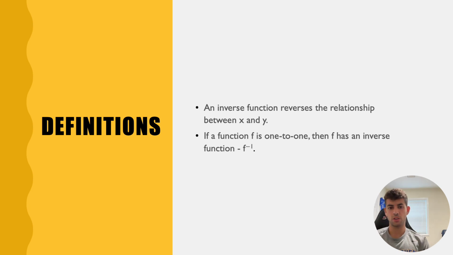An inverse function reverses the relationship between x and y. If a function f is 1 to 1, meaning every x has only one y, then f has an inverse function, written as f to the negative 1.